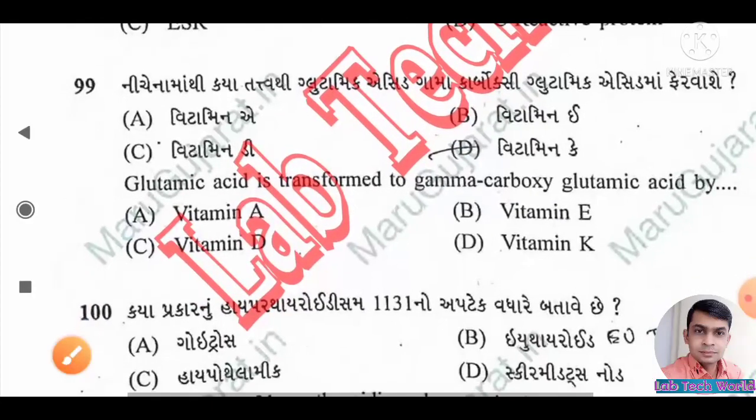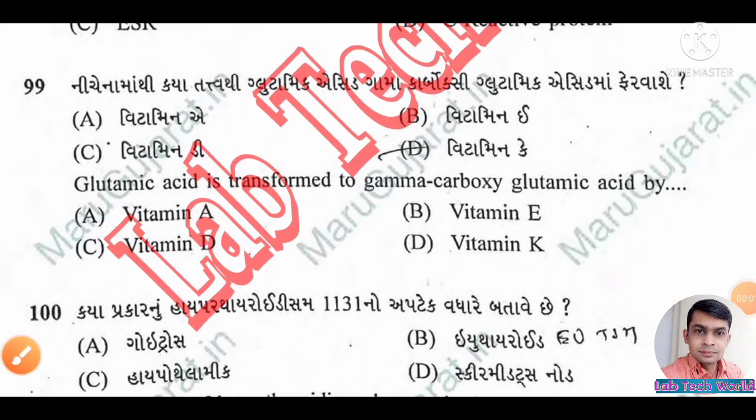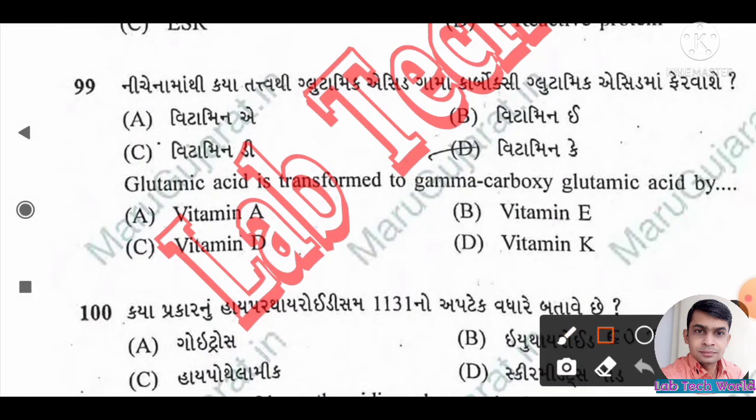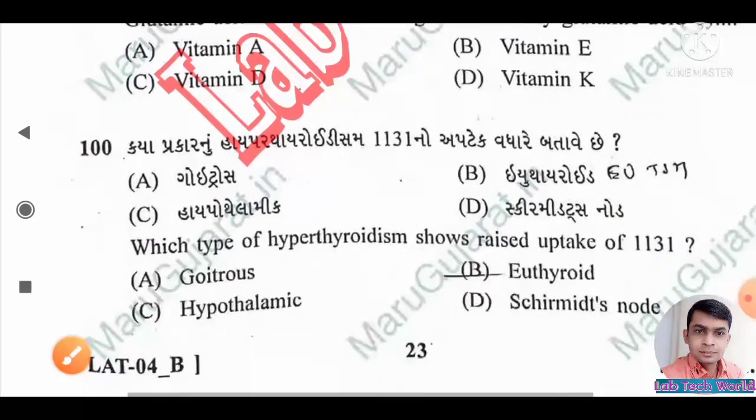Move to the next question, number 99. Glutamic acid is transformed to gamma-carboxyglutamic acid by dash. Options: A vitamin A, B vitamin E, C vitamin D, option number D vitamin K. And the correct answer for this question is option number D, by which glutamic acid is converted to gamma-carboxyglutamic acid. So option number D, vitamin K, is the correct answer for this question.